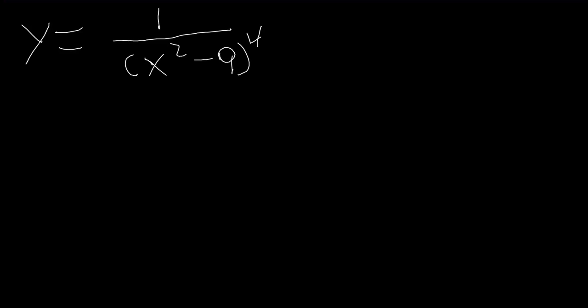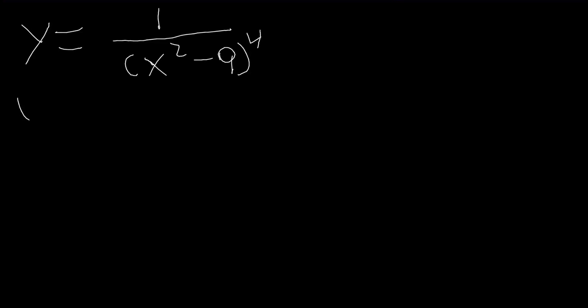Okay, so now let's try finding the derivative of y equals 1 over x squared minus 9 to the power of 4. So we could do this using the quotient rule, but we could actually do this using the chain rule.